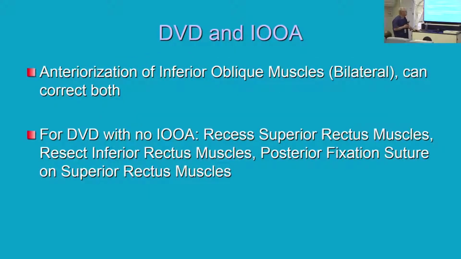So you can also have, as I said, the DVD and inferior oblique overaction, anteriorization of the inferior oblique muscles for bilateral and can correct both. And the other is the superior rectus recession. There are other options you can do, which I mentioned earlier. You can also resect the inferior rectus on one eye. You do a posterior fixation suture, which means you put a suture in the belly of the muscle, maybe toward the equator, to reattach it and to fixate at that point. And you can do that on a superior rectus muscle if you have a DVD. These are other techniques that are available.